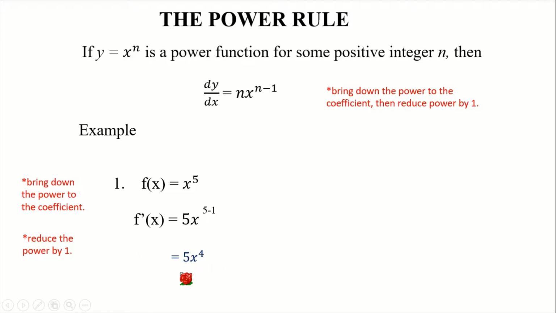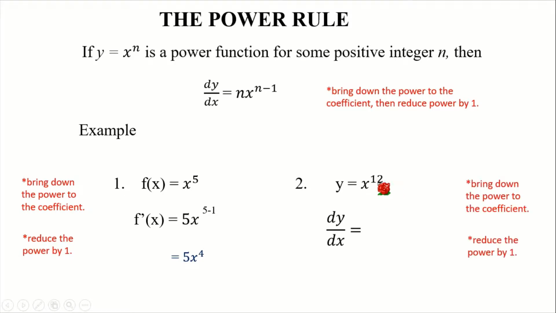So that is the derivative of x raised to the 5th power. Right? So another example, we have y is equal to x raised to the 12th power. So, yung derivative niya, bring down natin si 12. So, we have 12x. Then, reduce natin ang exponent ng 1. So, magiging 12x raised to 11th power.